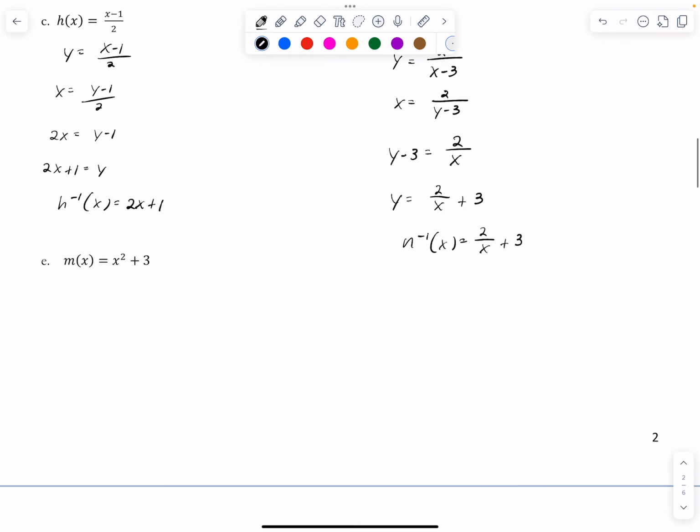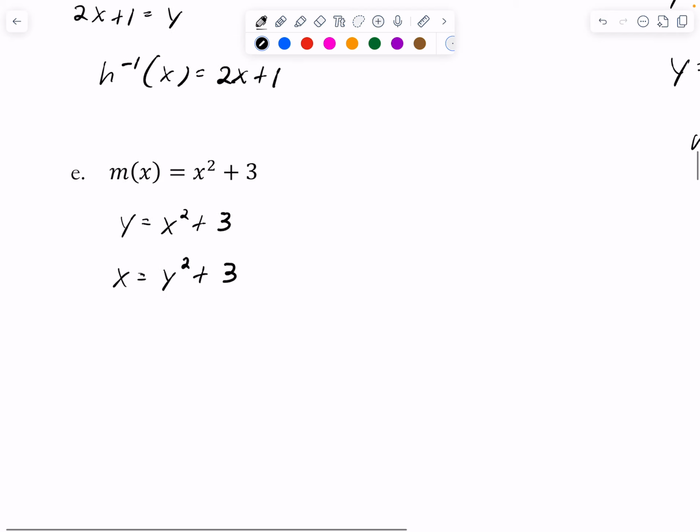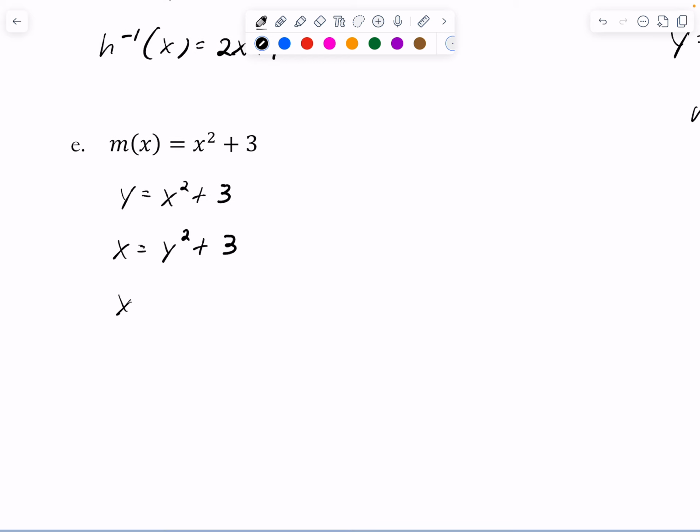Okay, one more. All right, so we have y equals x squared plus 3. Switch the x and y. Notice I did not switch the square with it, right? You leave everything the same, just the x and y switch. All right, if there's an exponent, leave the exponent where it was. Move the 3 over with subtraction.